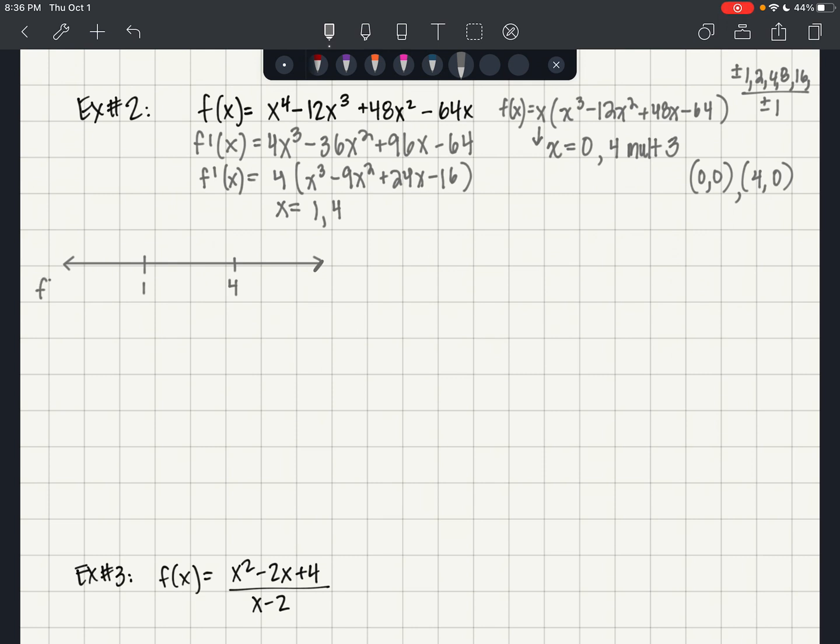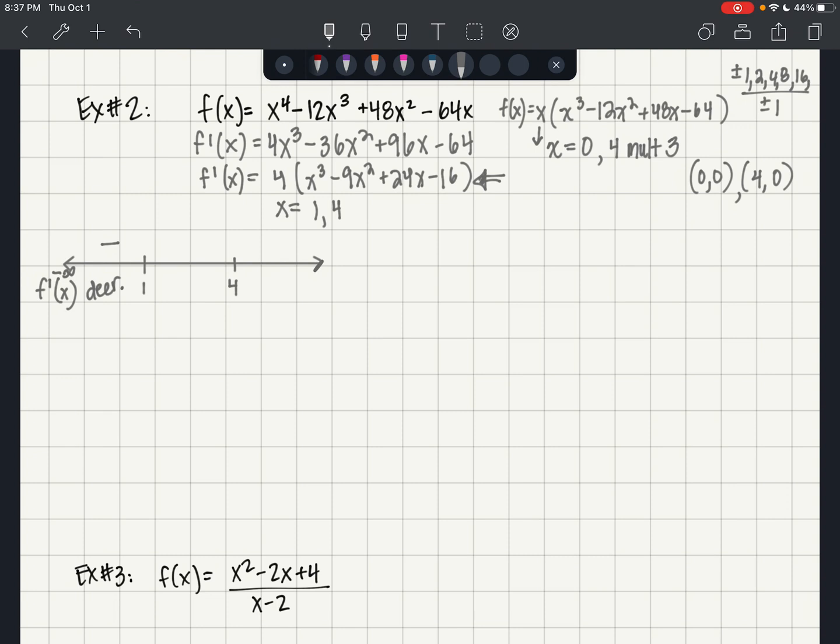So now we're going to test our intervals for positivity or negativity to find out if we're increasing or decreasing in each interval, by picking a value in that interval and plugging it into the first derivative. So a number between negative infinity and 1 would be 0. When I put a 0 in, I would get a positive 4 times a negative 16, which is negative. So this interval is one of decreasing.